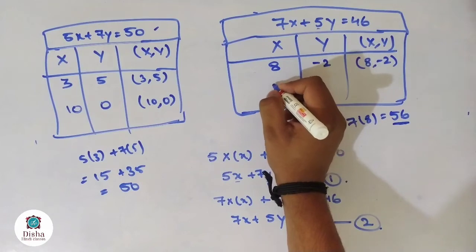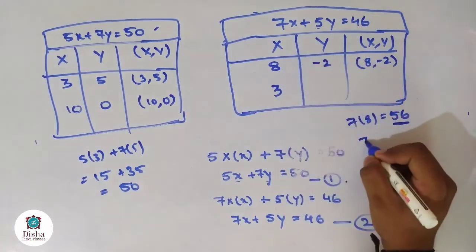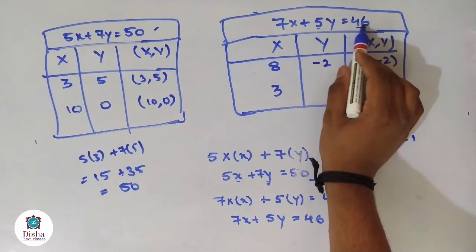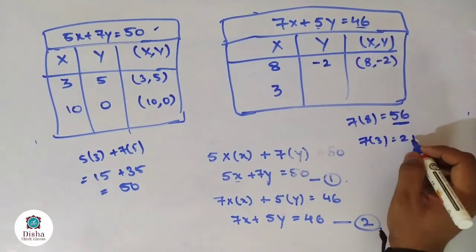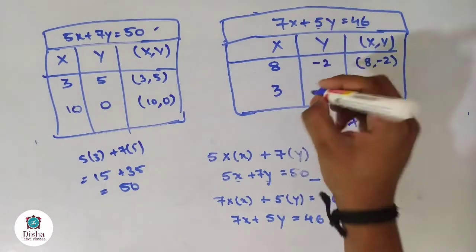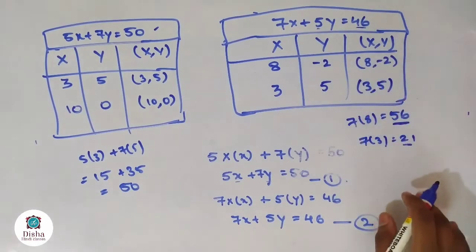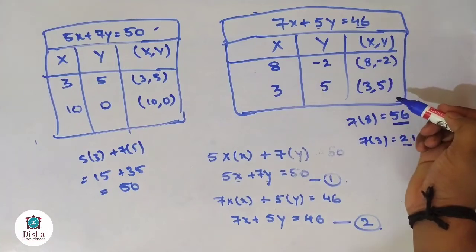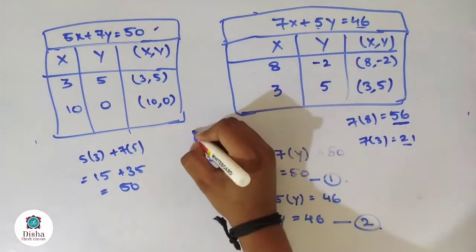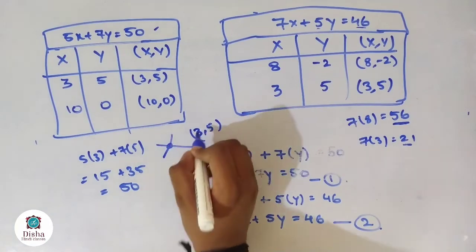So next let us take x as 3. 7 into 3 will be 21. So how much should we subtract? 21 is subtracted from 46. So that will be 25. So 5 into 5 will be 25. So therefore we get 3, 5. So these 4 are the points that we need to plot on the graph. Then we'll get the intersecting point at 3, 5.